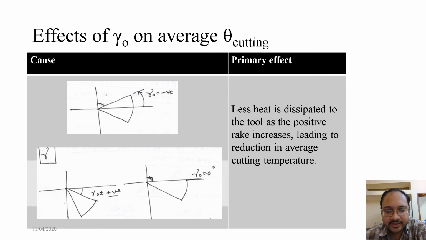Now coming to the effects of gamma O, the orthogonal rake. The tool rake angle is also found to contribute to the average cutting temperature. As gamma O increases from negative to positive and higher positive values, less heat is dissipated to the tool, leading to a reduction in average cutting temperature.